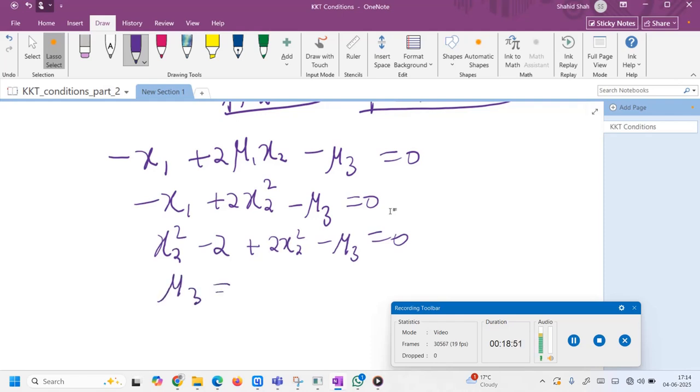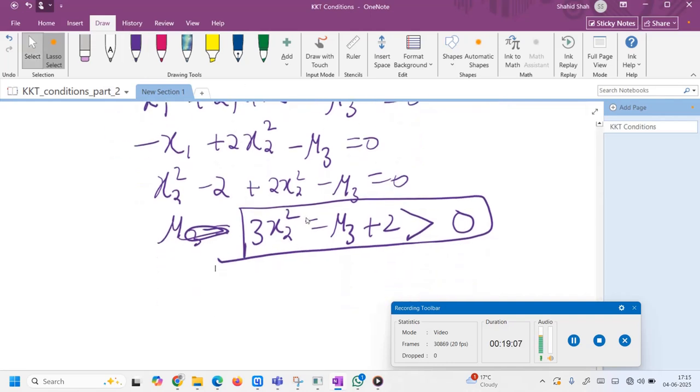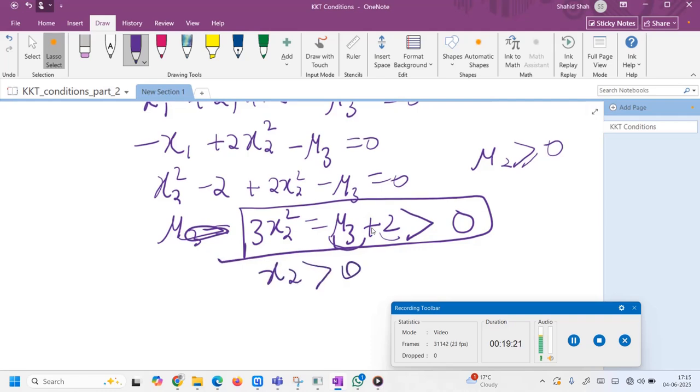So 3x2 square is equal to mu3 plus 2. And definitely this quantity is strictly greater than 0. You see why? Because even if mu3 is 0, there is still the plus 2. You know mu3 is always greater than or equal to 0, so with this 2 here, this quantity is strictly greater than 0, which means x2 is strictly greater than 0. x2 cannot be equal to 0 under these conditions.